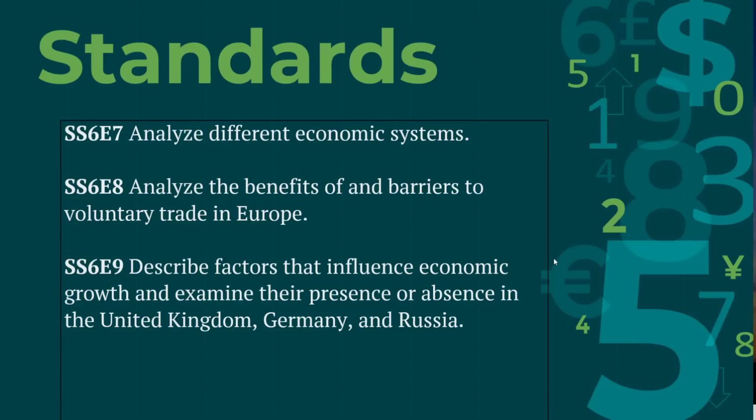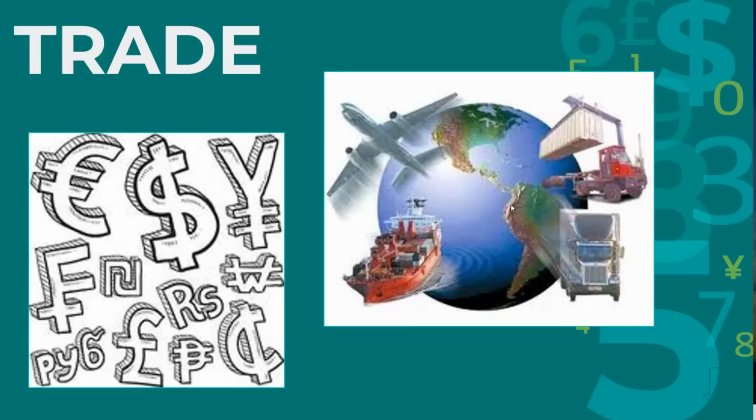All right, so our standards are that we need to be able to analyze different economic systems. We need to analyze the benefits of and barriers to voluntary trade in Europe. And we need to describe factors that influence economic growth and examine their presence or absence in the United Kingdom, Germany, and Russia. So let's start with trade.